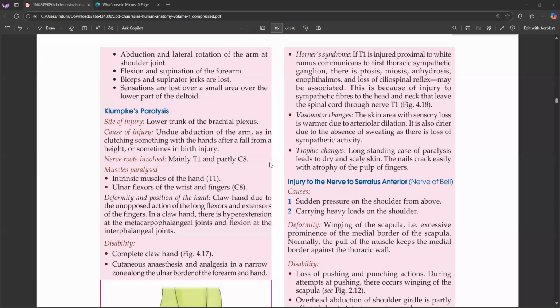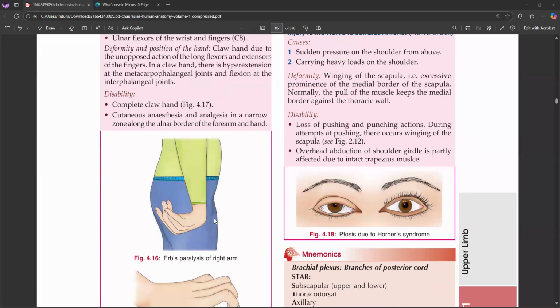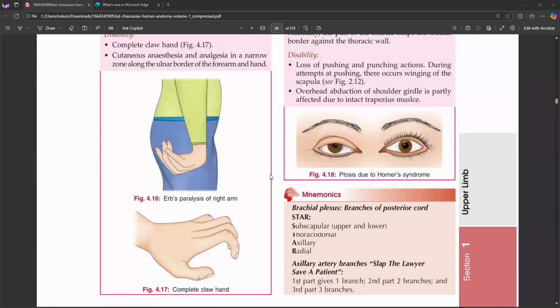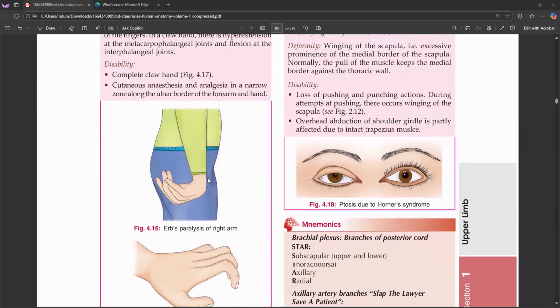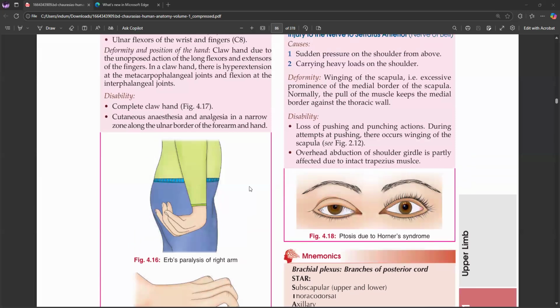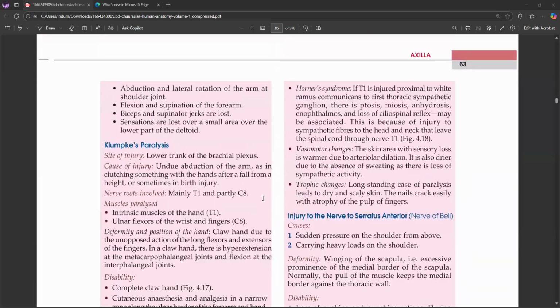Deformity and position of the hand: claw hand due to the unopposed action of the long flexors and extensors of the fingers. In a claw hand, there is hyperextension at the metacarpophalangeal joints and flexion at the interphalangeal joints. Disability: complete claw hand, figure 4.17. Cutaneous anesthesia and analgesia in a narrow zone along the ulnar border of the forearm and hand.